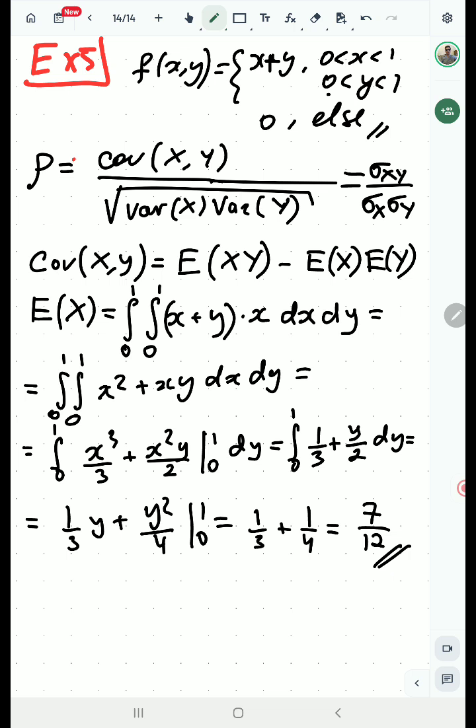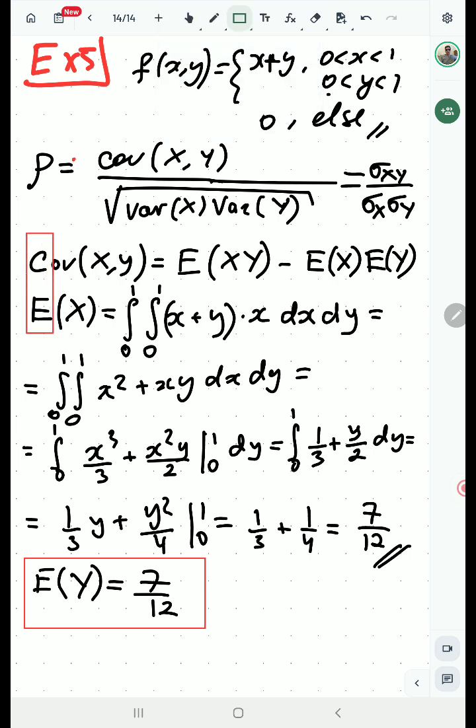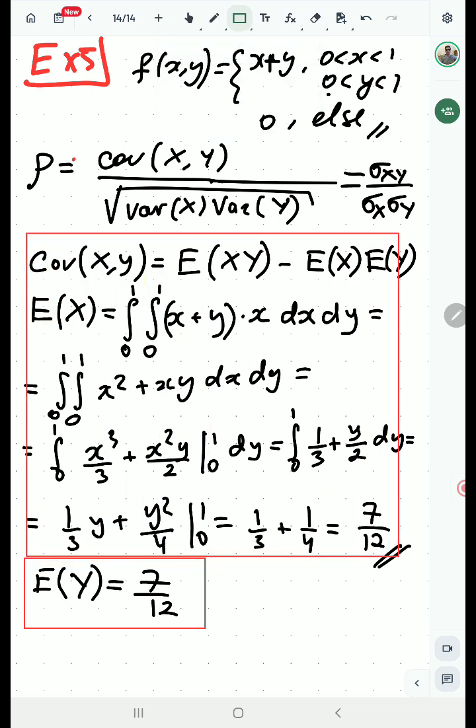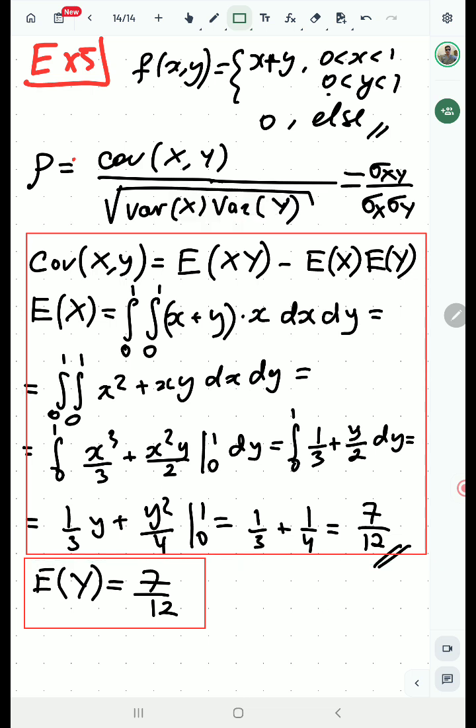So in this symmetric case, I don't really need to calculate the expectation of y, because I know that it is going to be equal to 7 over 12 too. Okay, so let me put them just a second. Okay, let me use another one. So this is the expectation of x.